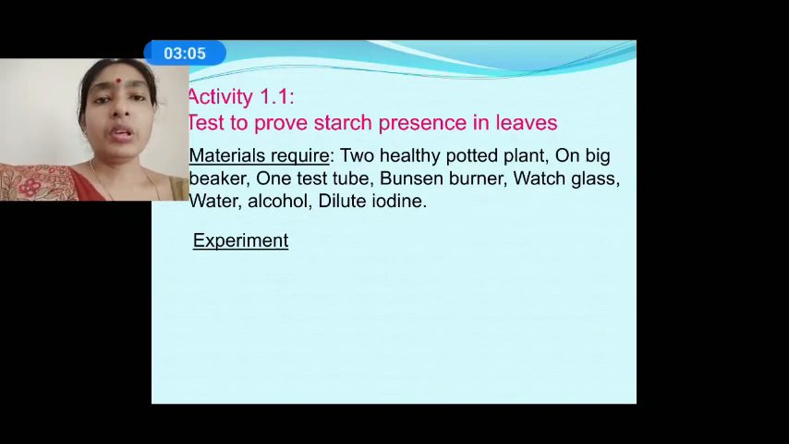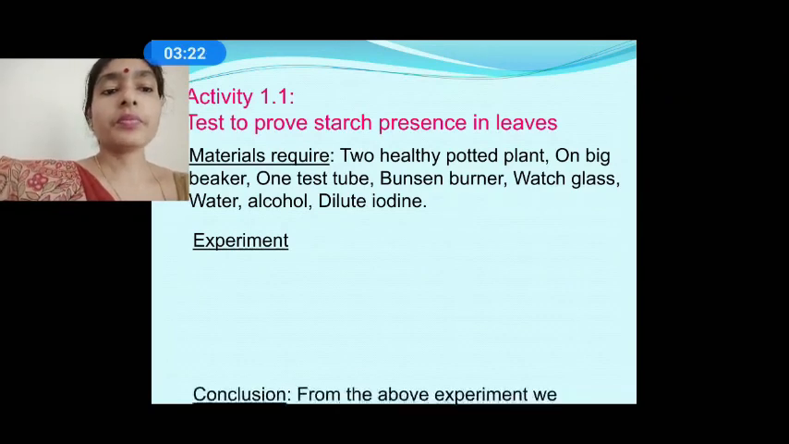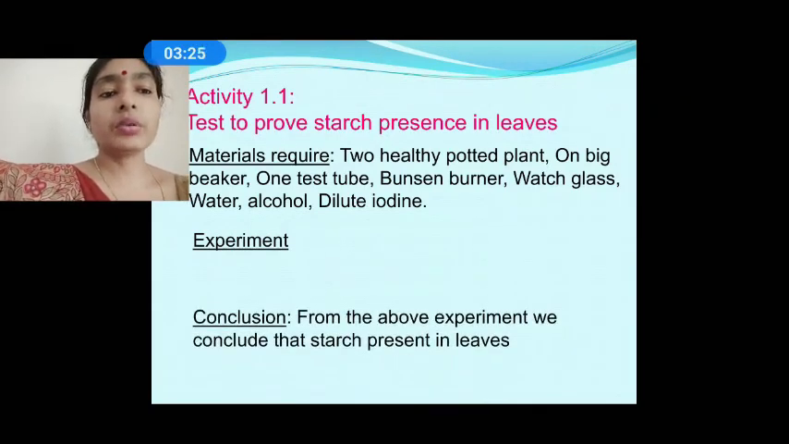Again we will do the same process with a leaf from the plant which we kept inside the dark room. There we will observe that the color of the leaf does not change on applying iodine. So from the above experiment we can conclude that starch is present in leaves. That means starch is formed during photosynthesis.